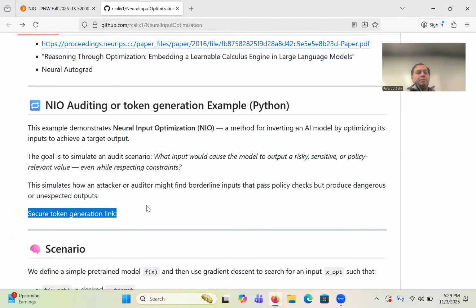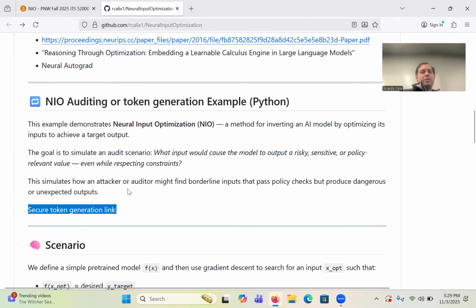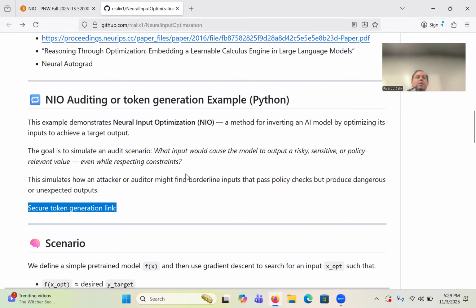In this example, we consider neural input optimization, a method for inverting an AI model by optimizing its inputs to achieve a target output. The goal is to simulate here an audit scenario, such as what inputs would cause the model to output a risky, sensitive, or policy-relevant value, even while respecting constraints. So this simulates how an attacker or an auditor, good guy or bad guy, right, might find borderline inputs that pass policy checks but produce dangerous or unexpected outcomes.